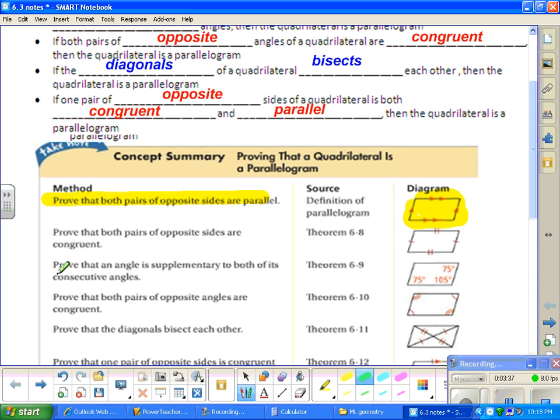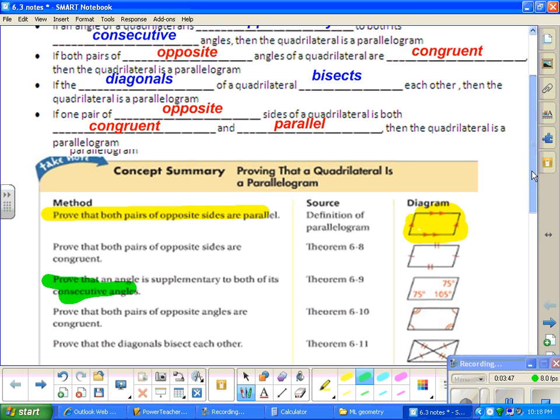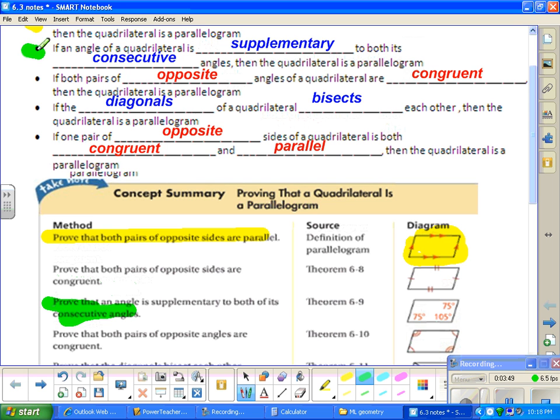The next one, prove that an angle is supplementary to both of its consecutive angles. So that one is talking about this one here. The quadrilateral is supplementary to both its consecutive angles. Remember, consecutive means they're next to each other. So these two angles here are consecutive, they add to 180. And these two angles here are consecutive, so they also add to 180. And if that is true, then the quadrilateral is a parallelogram.